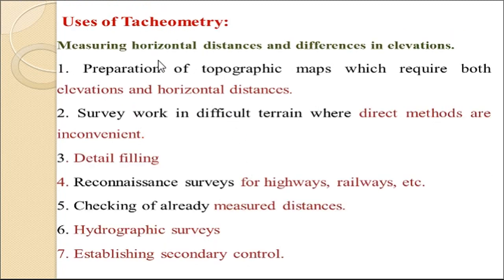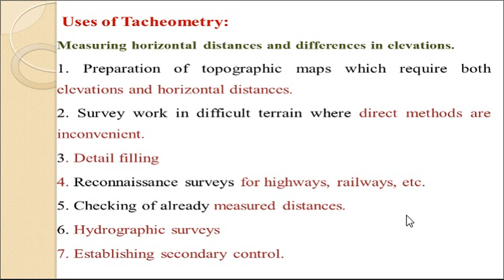Now the various uses. The first use is to measure vertical and horizontal distances, and it also helps to measure differences in elevation. Preparation of topographic maps: in topographic maps, natural features are shown where we need both elevation as well as horizontal distances. Then survey work in difficult terrain where direct measurements are inconvenient. Direct measurements means chain survey or prismatic compass. Also, for detail filling, tachymetry is used.